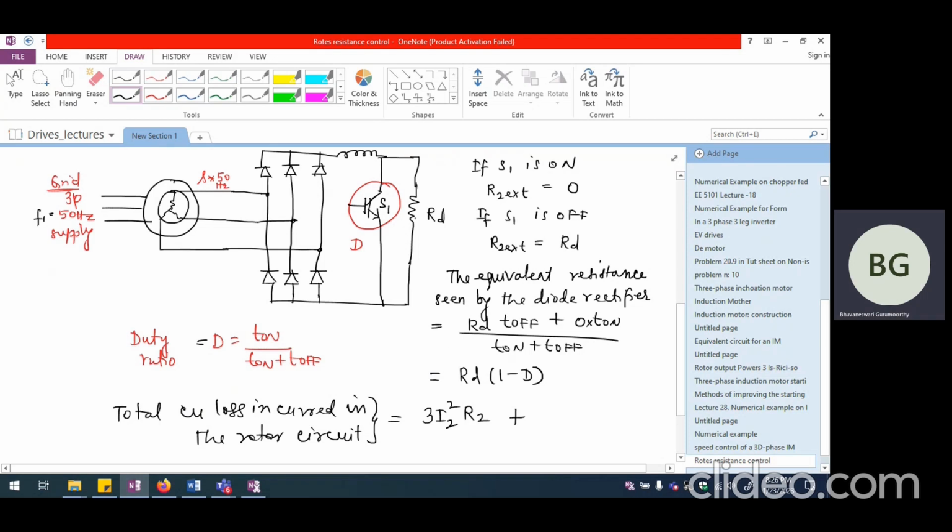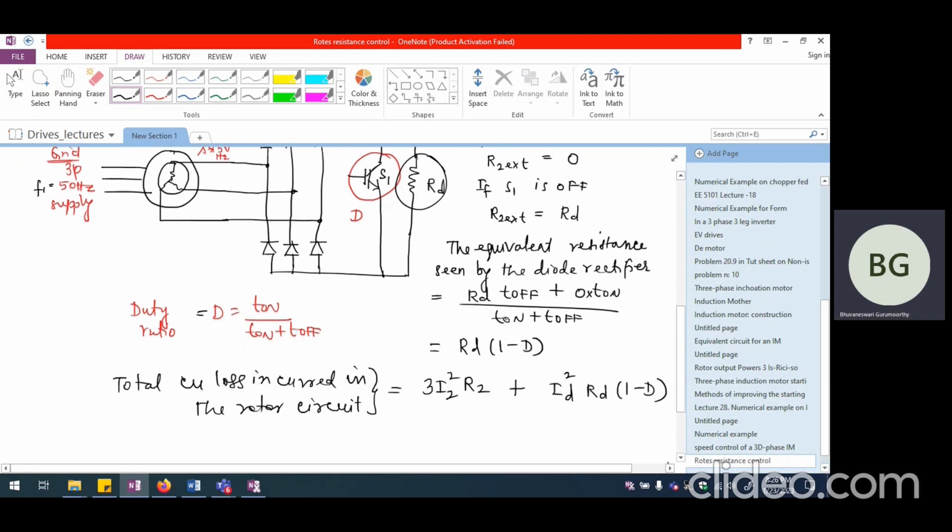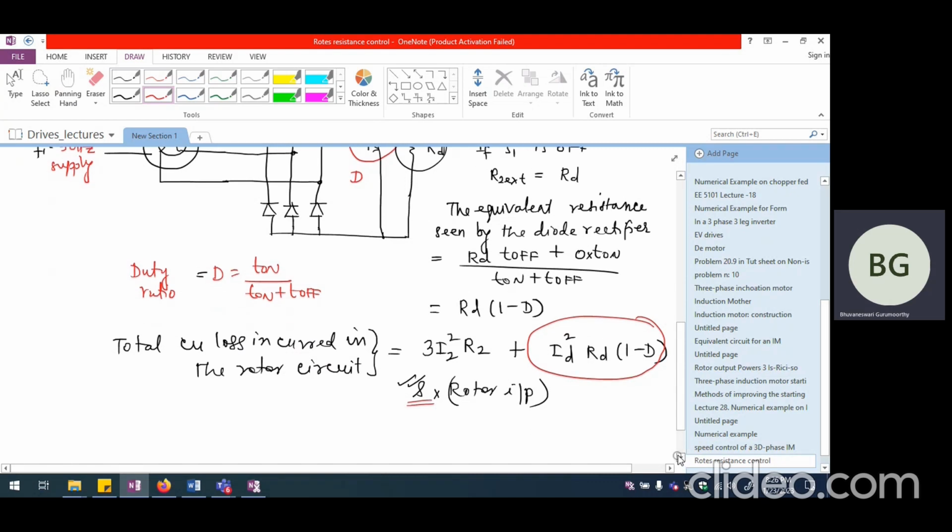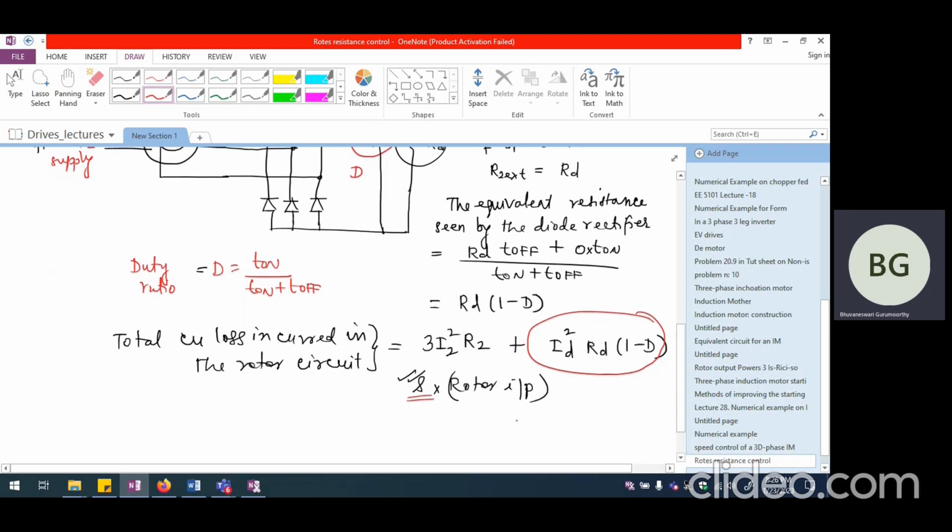And apart from that, we also incur some loss in this resistance, which will be ID square RD multiplied by 1 minus T. So this is going to be the total loss incurred in the rotor circuit. Now this entire thing will correspond to S times whatever is the rotor input. If the rotor input is assumed to be a constant, then very clearly, according to whatever is the duty ratio, this particular copper loss is going to change, because of which S will also change, or the speed of the induction motor will change.